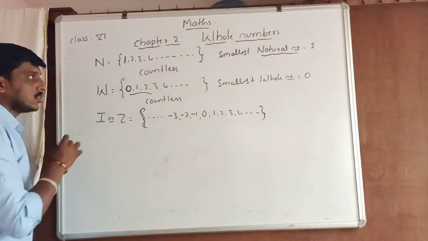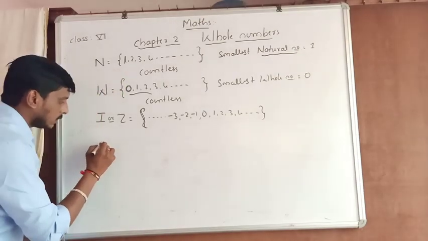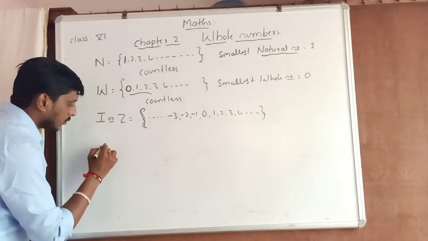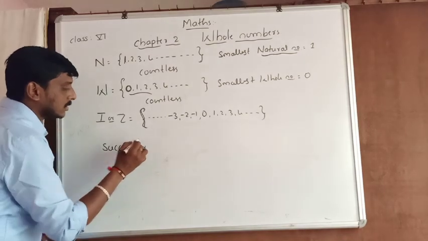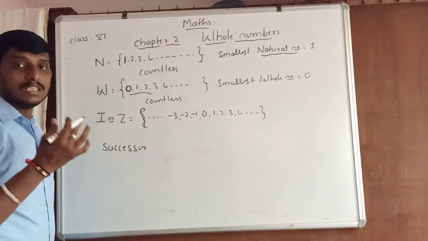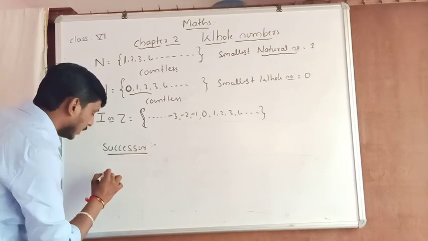These are called integers. Okay, so after we got all the three definitions, I will write two words. What are those two words? First one, successor, or succeeding digit, succeeding term. And one more is predecessor.